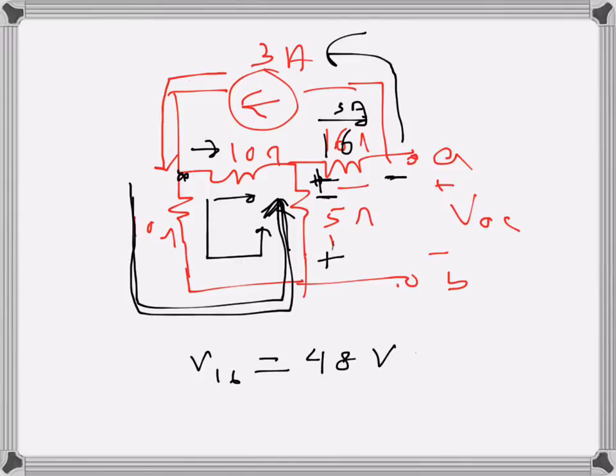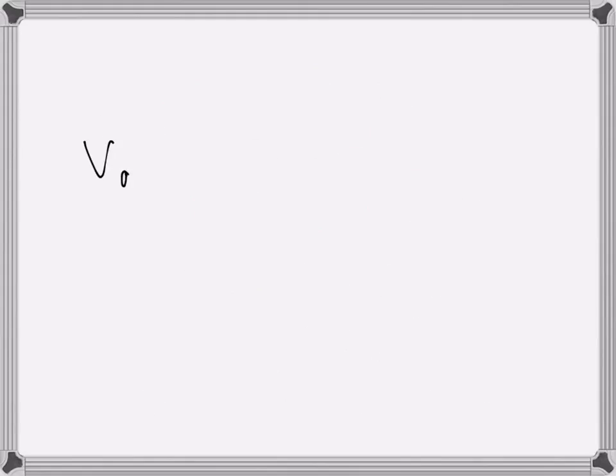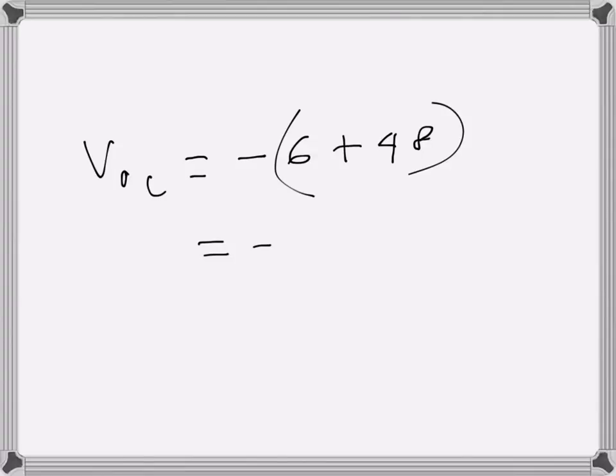So our VOC in this case is becoming the voltage drop, this one plus this one. So our VOC will be negative, because plus minus, it has to be minus plus in that direction, to compensate. So our VOC, which is the open circuit voltage, will be minus 6, and so minus 6 plus 48, so that's minus 54 volts. That is our voltage drop because of the current source.